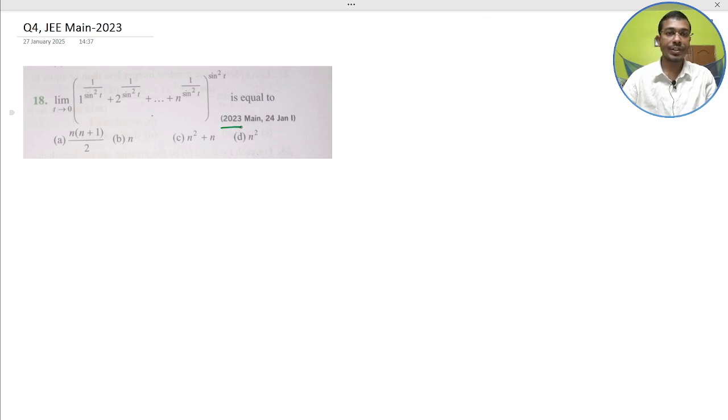Next, question number 4 is coming in JEE Main 2023. Limit t tends to 0, 1 to the power sin square t plus 2 to the power 1 by sin square t plus dot dot n to the power 1 by sine square t, to the power sine square t, is equal to what?